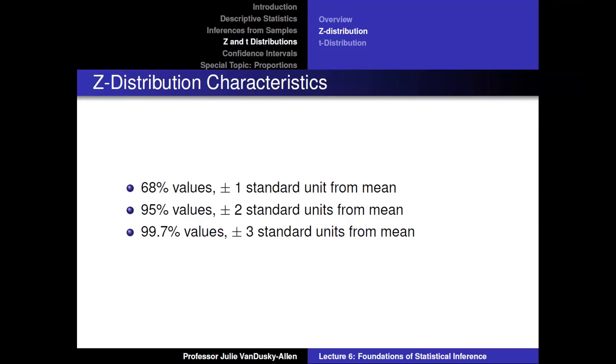In addition, recall that the z distribution is a normal distribution, so 68% of the values are within 1 standard unit of the mean, 95% of the values are within 2 standard units from the mean, and 99.7% of the values are within 3 standard units from the mean.